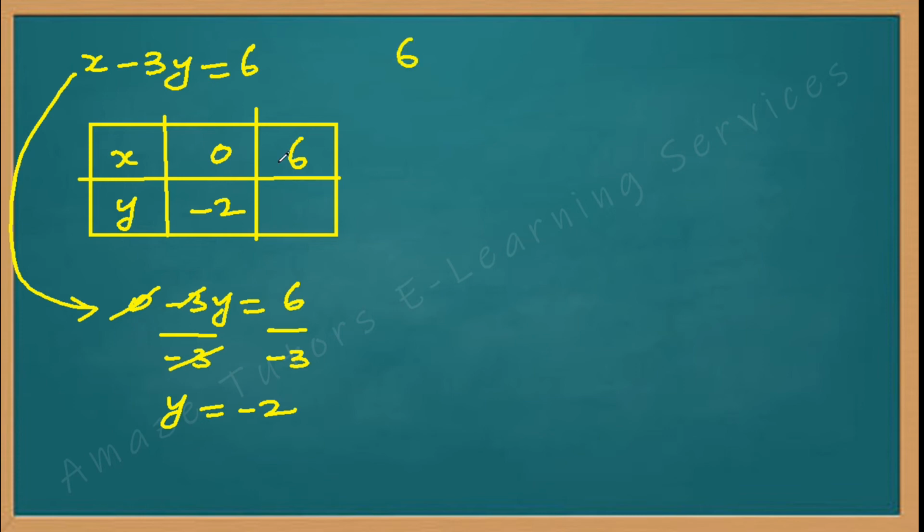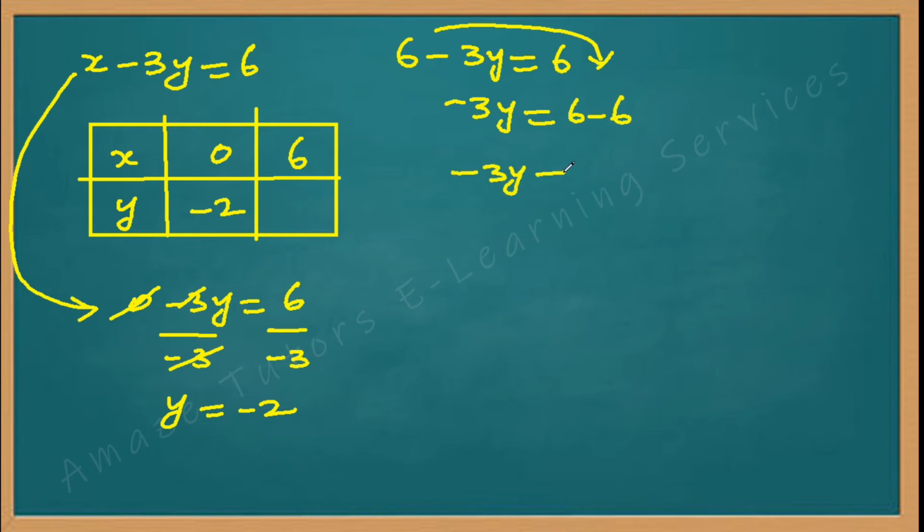Now let me use 6 for x. 6 minus 3y is equal to 6. When you take 6 to the other side, 6 minus 6, which is 0. Negative 3y is equal to 0. So when you divide a 0 by any number, it's going to give you 0 again. y value is 0.